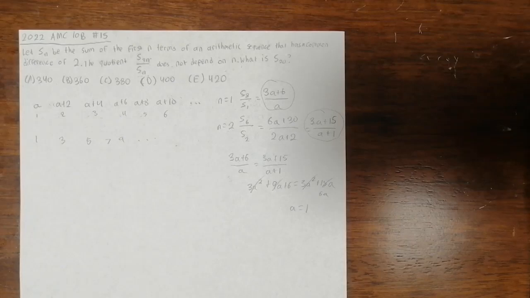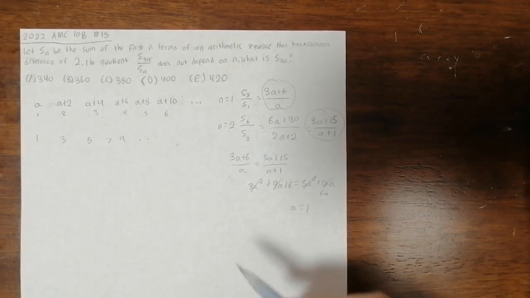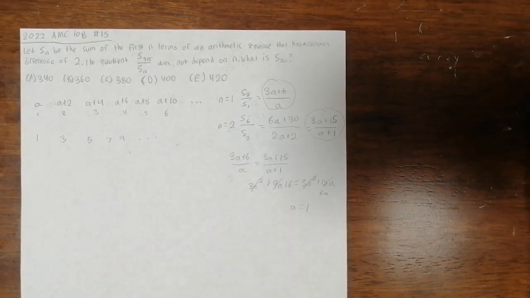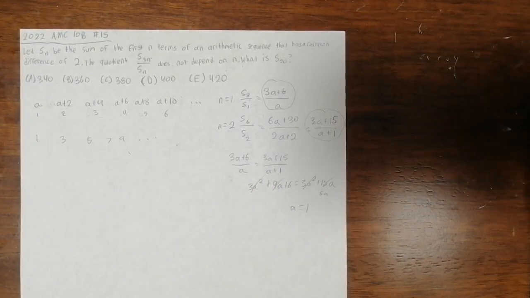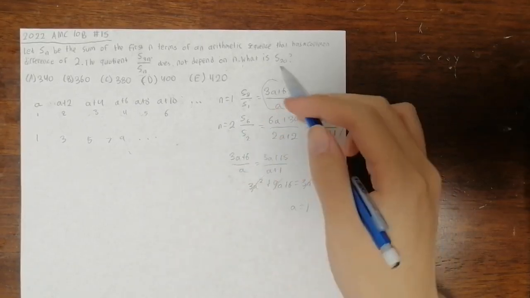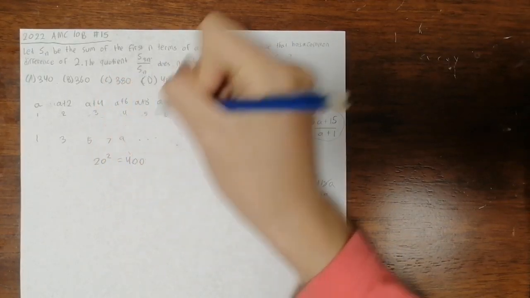And we want to find S sub 20. Now, the sum of the first n odd integers will just be n squared. So this means that S sub 20 is just 20 squared, so that'll be 400, which is D.